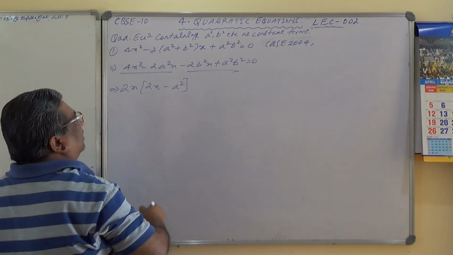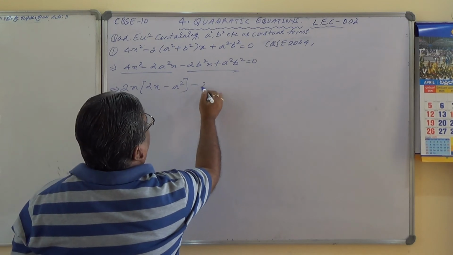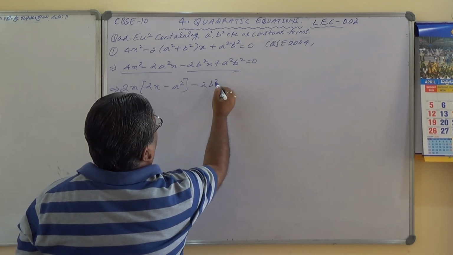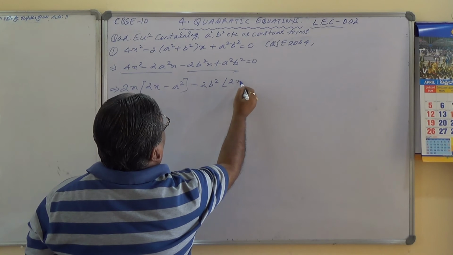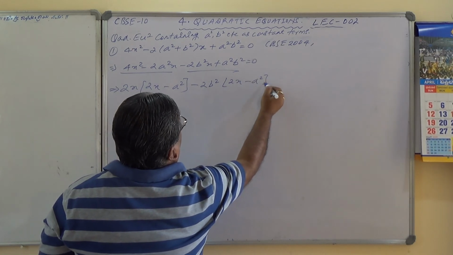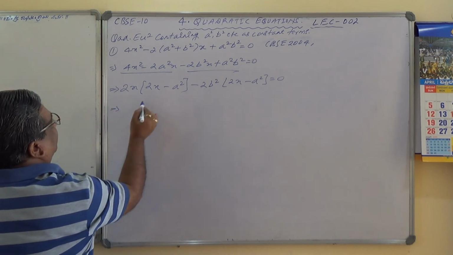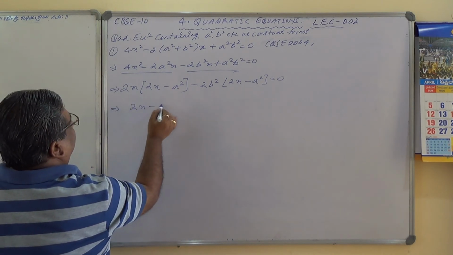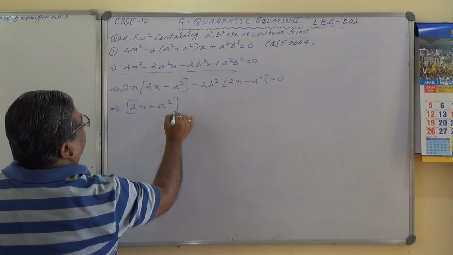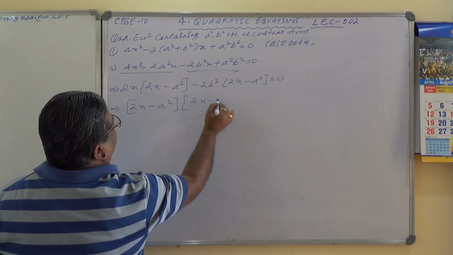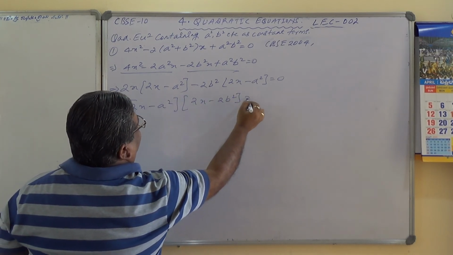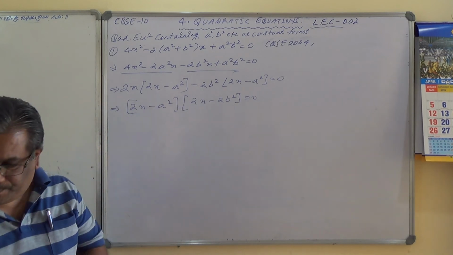Is it correct? Okay, here minus 2, what is common? B square. 2x minus a square, which equals 7. 2x minus a square, 2x minus a square. Correct. What is common here? So remaining 2x minus 2b square equals 0.